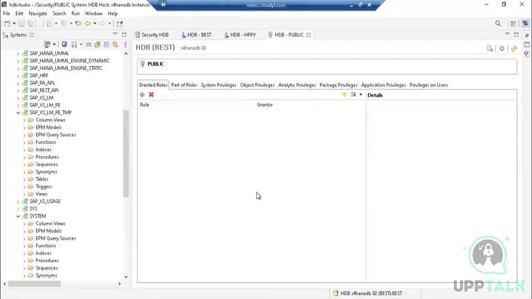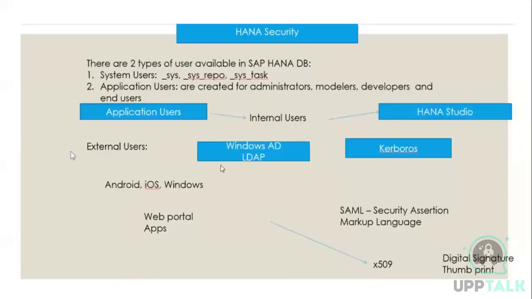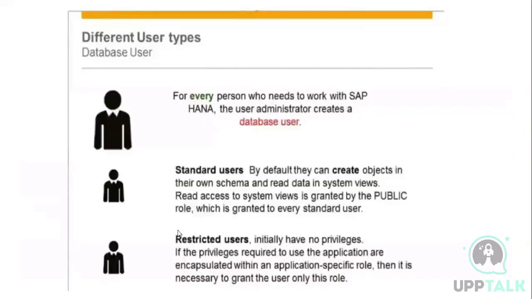To you automatically by the system user ID. Okay, that is that. Okay, what I also explained to you about the restricted user. So this slide clearly explains that for every person who needs to work with SAP HANA, the administrator creates a database user. User admin is nothing but the security person like us. We are going to create the standard users or the restricted users.